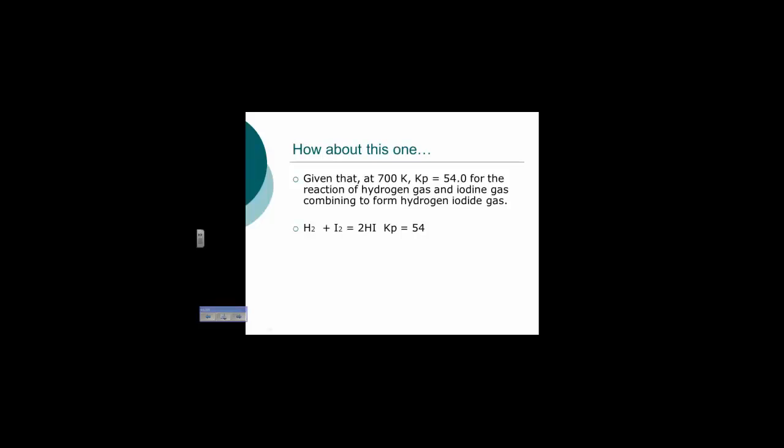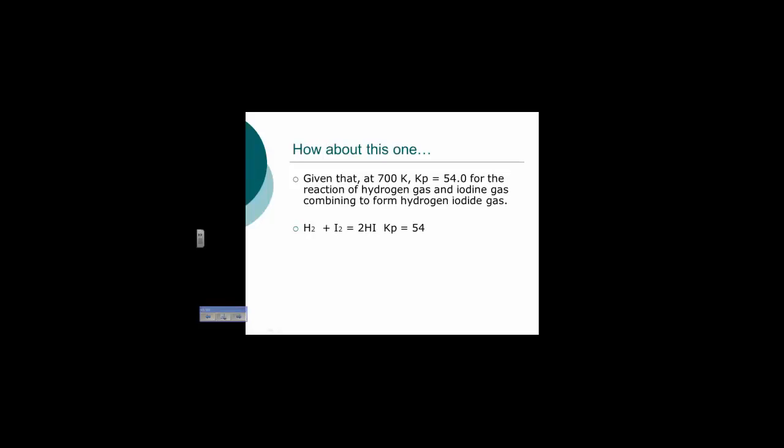Let's try another. These get easier the more we practice. I'll read it with you. Given that at 700 Kelvin, Kp is equal to 54 for the reaction of hydrogen gas and iodine gas combining to form hydrogen iodide gas. Let's pause and turn that into a balanced chemical equation, recording its Kp.